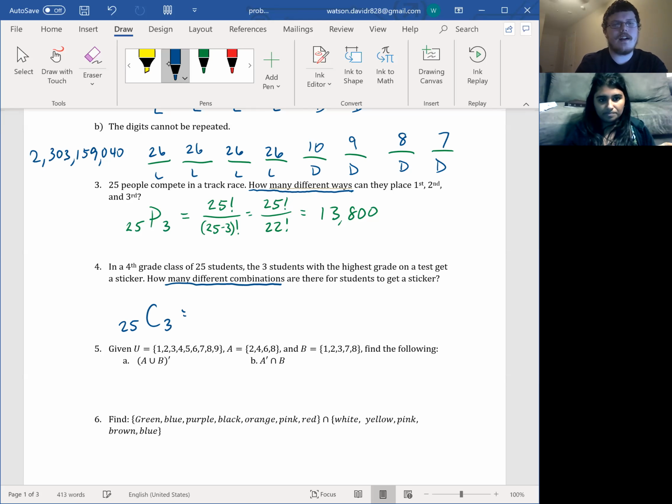All right, so for combination, it's going to be 25 factorial over 25 minus 3 factorial times 3 factorial. So it's 25 factorial over 22 factorial, 3 factorial. And when you get that multiplied out, 2,300 is your answer.